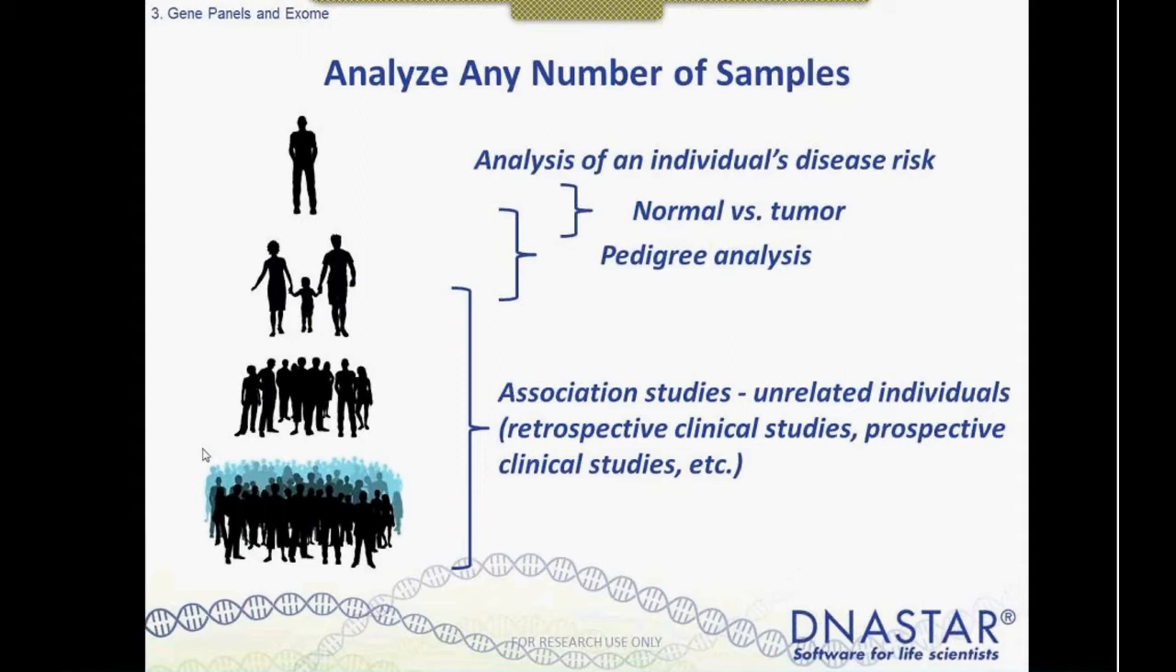So for example, if you have 100 human exomes from diseased individuals and controls, our software can analyze 100 exomes and find potential disease-causing variants in a particular gene set. So it's very scalable and can accommodate very, very large data sets.